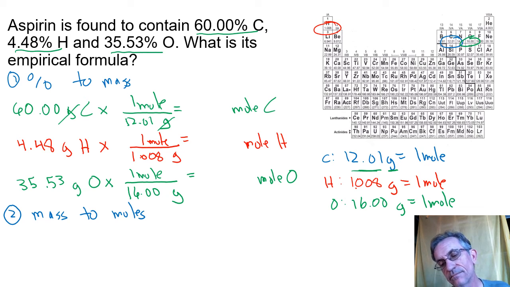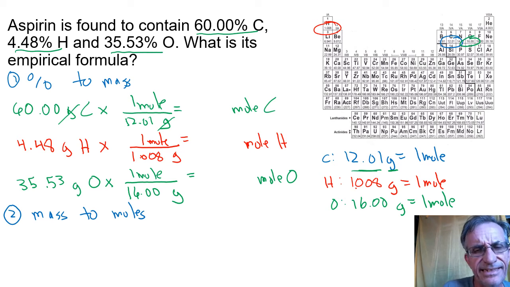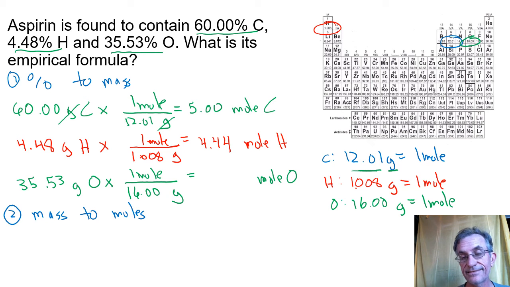Now, when you work it out, this is what you're going to get. The first one turns out to be pretty much exactly 5 for carbon. And when you work it out for hydrogen, you get 4.44. I'm trying to write a lot on this little screen. And then for the oxygen, when you divide, you get 2.22. All right, so that's the second step: percent to mass, mass to moles. Now, what's the third step?